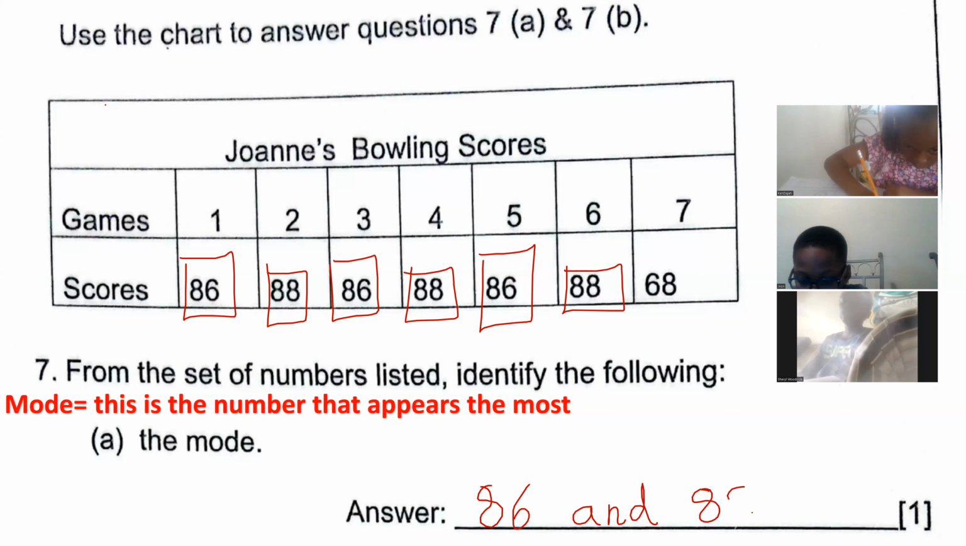Javon, remember when you're writing, write neatly, please, because you have a habit of writing it in the improper way.